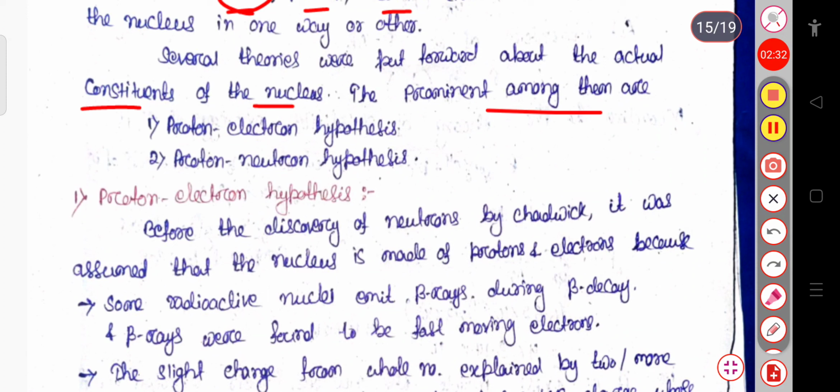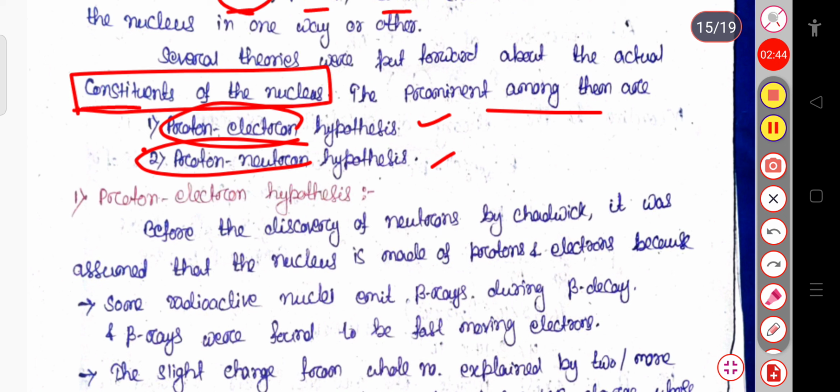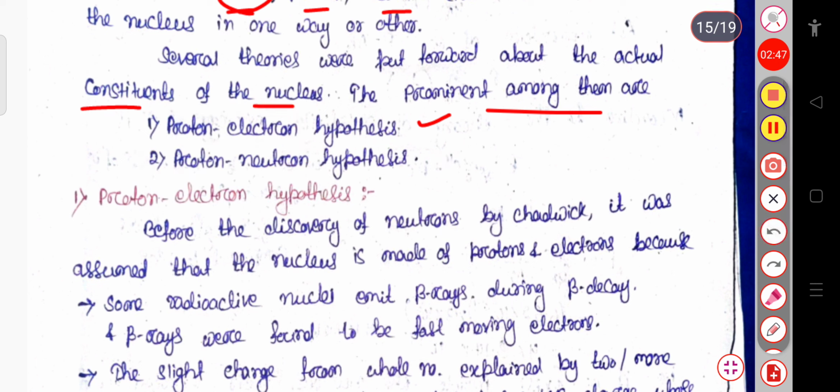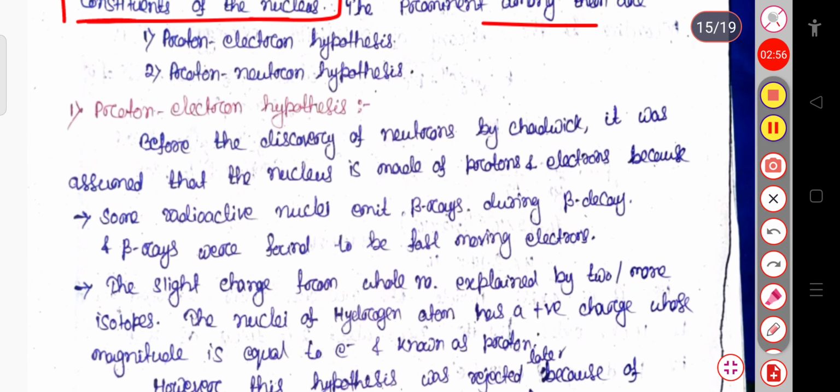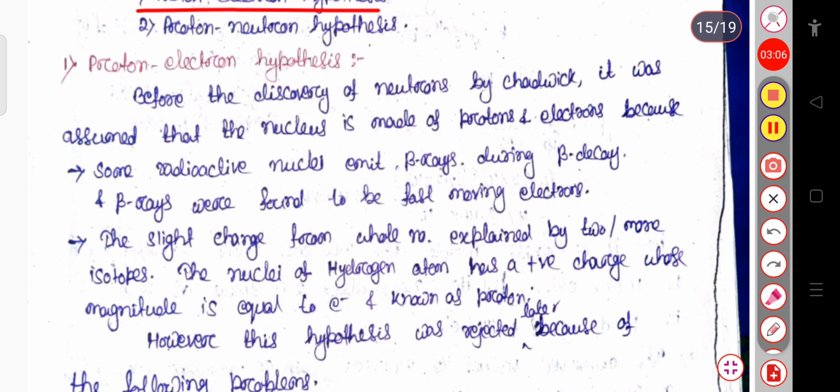The prominent among them are the proton-electron hypothesis and the proton-neutron hypothesis. In these two hypotheses, we will see the constituents of the nucleus. Our main aim is to know what the nucleus is made up of. Let us see first the proton-electron hypothesis. This hypothesis came before the discovery of the neutron, that is, before the Chadwick experiment.